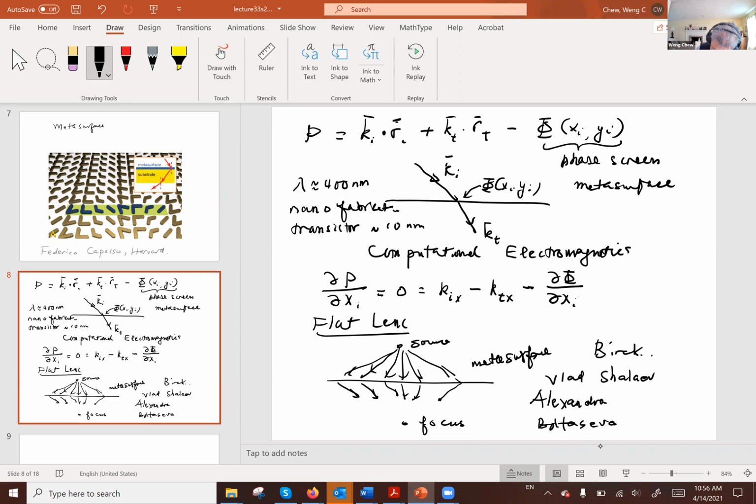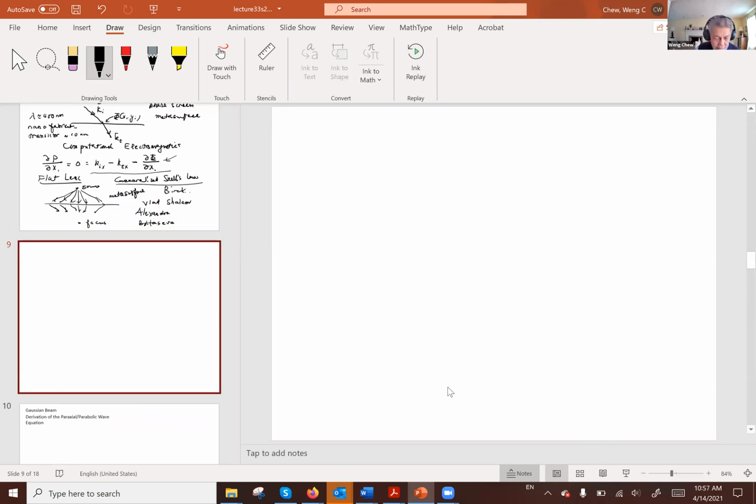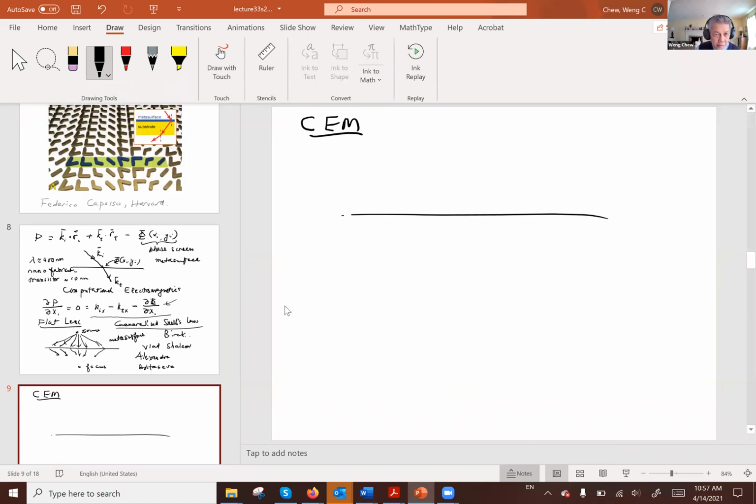Okay, and this is what gave rise to what we call the generalized Snell's Law, because of this additional term we have over here. Okay, so are there any questions regarding this? Well, if not, let me move on to talk a little bit more about computational electromagnetics, on how to solve this kind of problems involving very complicated geometry like this.